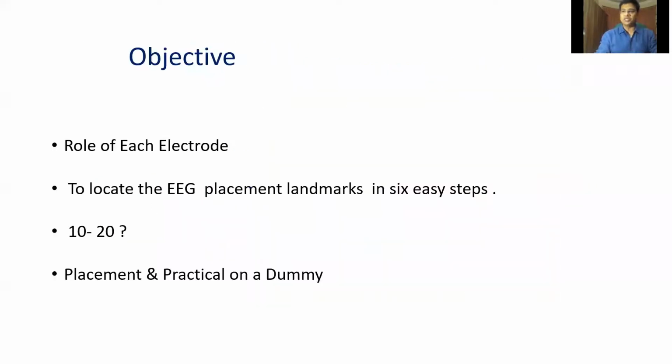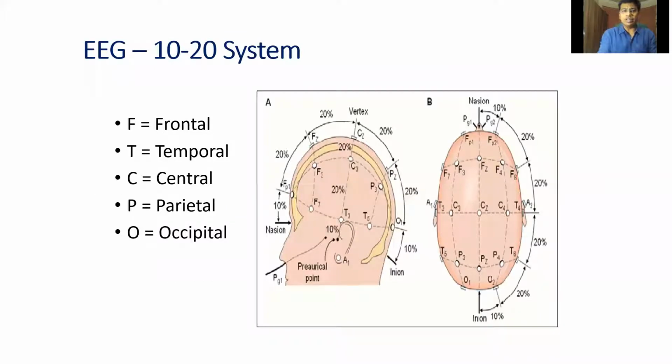The objective of my session is to look at the role of each electrode, to locate the EEG placement landmarks in 6 easy steps, and to see why it is called the 10-20 system. We will also see the placement and practical on a dummy. Why is it called the EEG 10-20 system? Because each electrode is placed at either 10% or 20%. We will see that in the next subsequent slides.